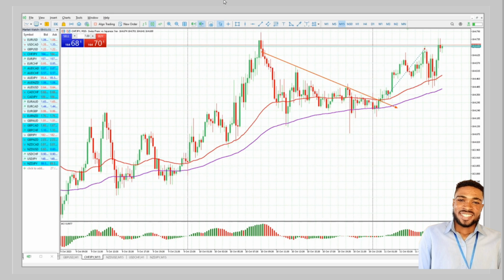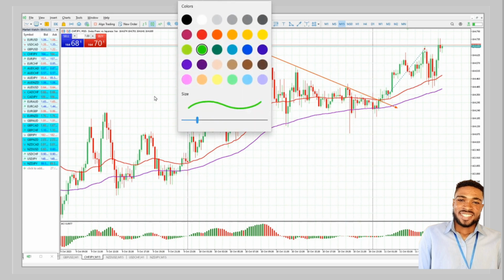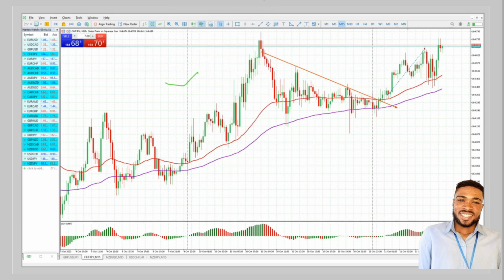Okay, so here we are on the Swiss JPY chart, and as you can see, I took the trade here. My entry was here. My exit was here. So the same question again. Why did I take the trade here? Who can tell me? Which pattern is this? What can you see on the chart?